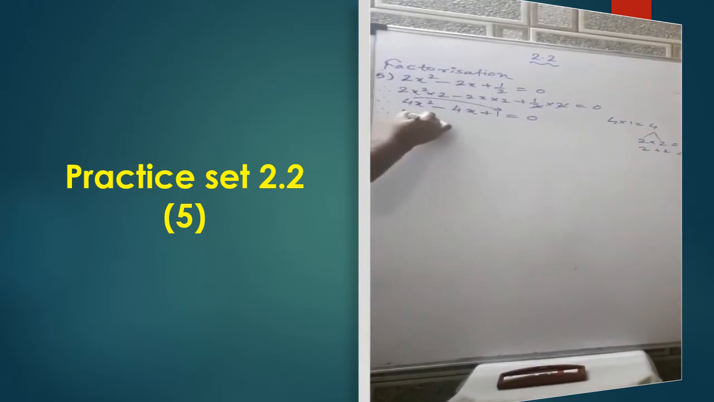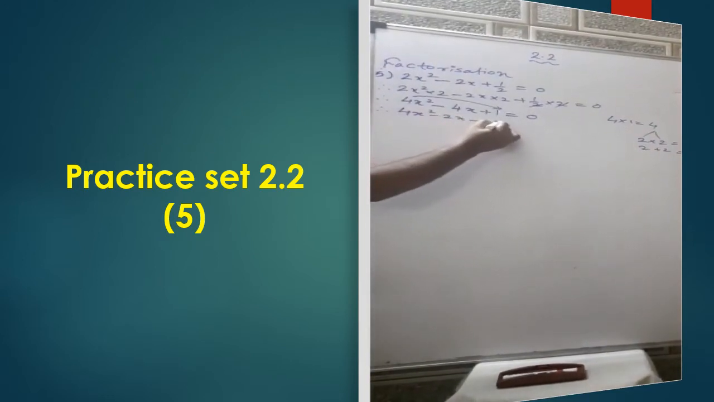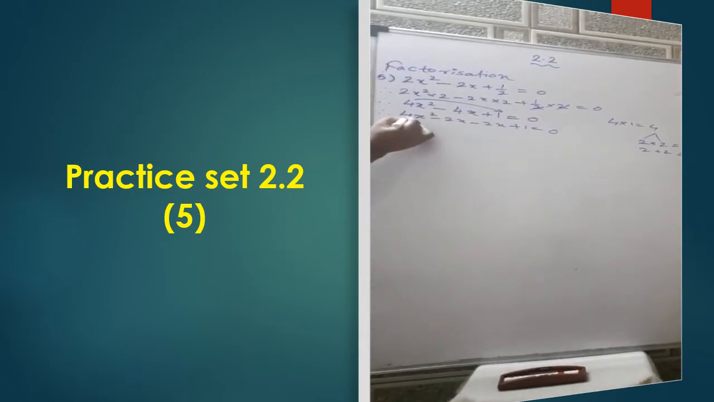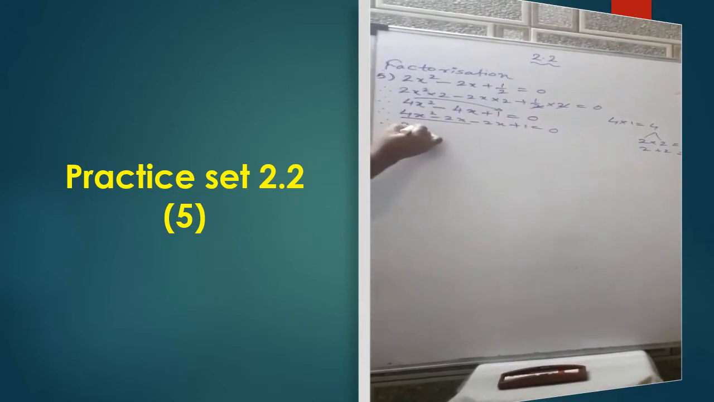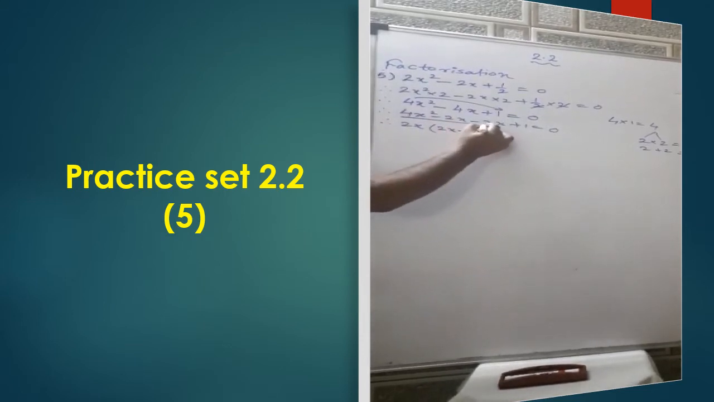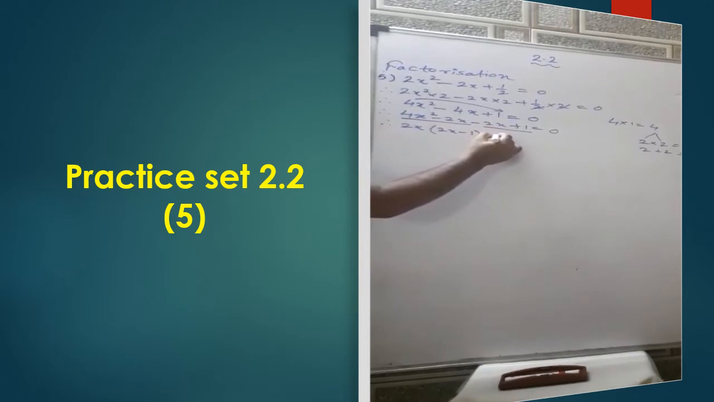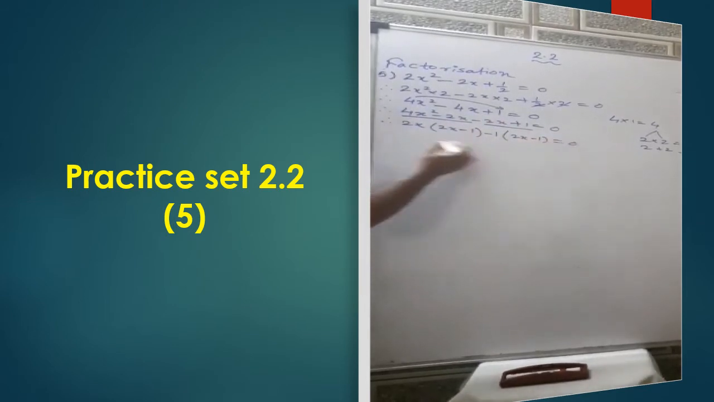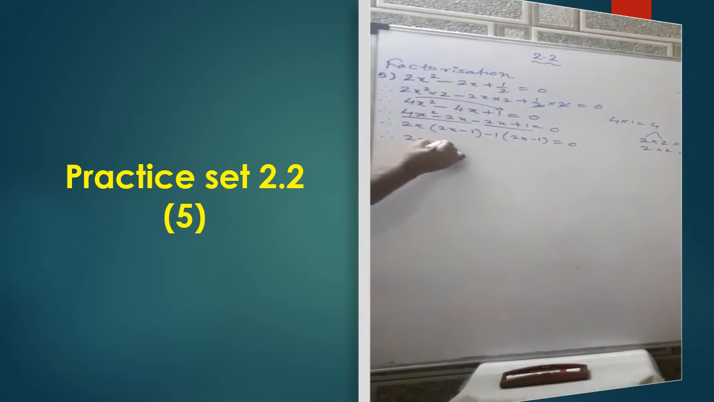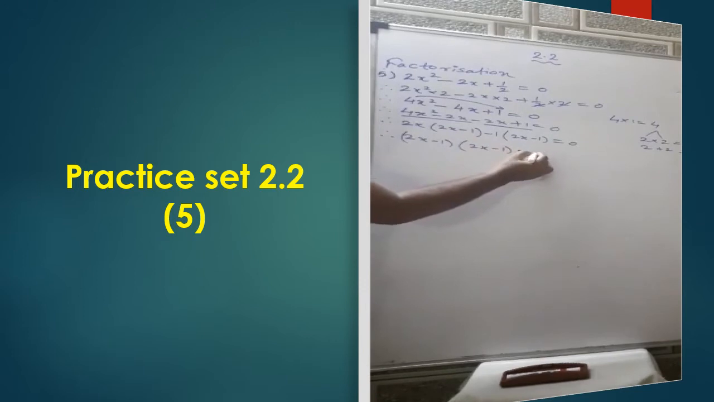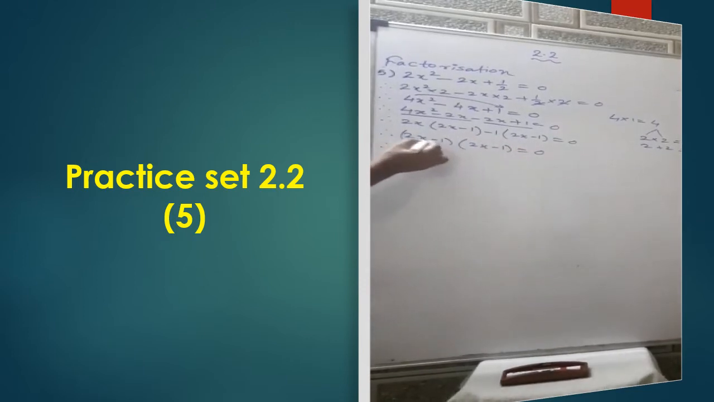So 4x square minus 2x minus 2x plus 1 equals 0. Now take out the common factor. Here 2x is common, so you get 2x minus 1. Here nothing is common, it means minus 1. So 2x minus 1 equals 0. Now 2x minus 1 in one bracket and 2x minus 1 in another bracket, so that we get the same term here.